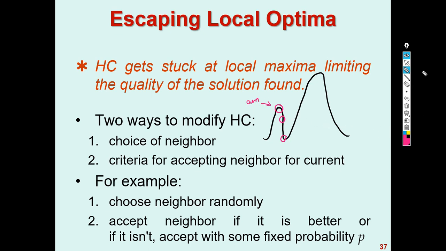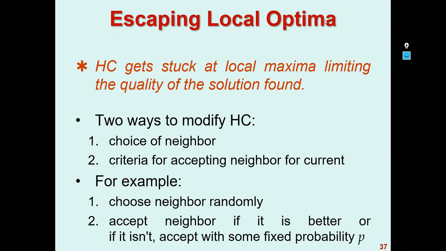So in that case, if we accept a neighbor even if it is not better than the current state, with a fixed probability, if we go from state 0 to state 1, we're accepting a neighbor which is not better, but we're accepting it with a fixed probability. And then again we're accepting another neighbor, state 2, which is not a better neighbor either, so we are even accepting it with a fixed probability. When we've done that, we've already escaped the local maxima. So now we can go all the way up to the global maxima. In that way, modifying the hill climbing search can help us to escape the local maxima.